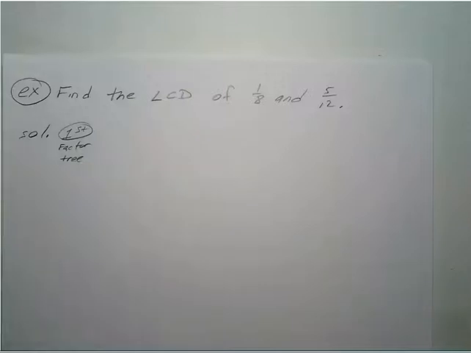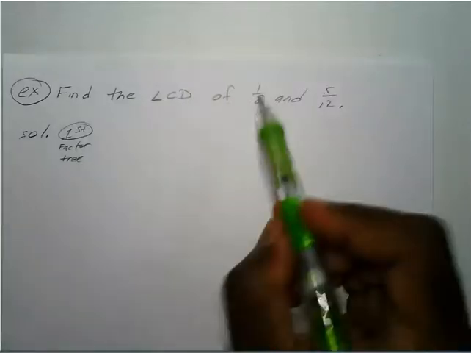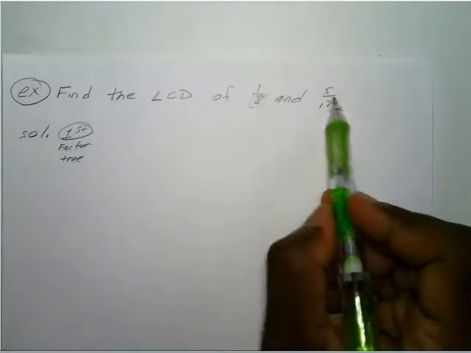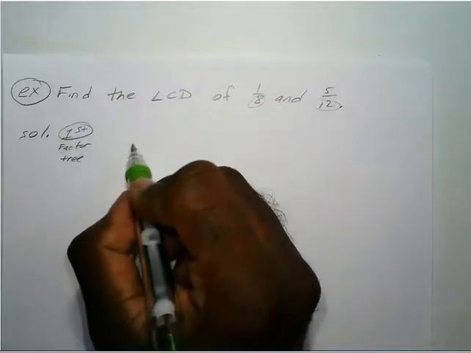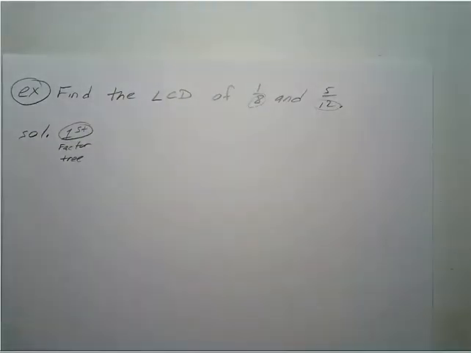I will use the factor tree, but you can factor however you like. Our denominators are 8 and 12, so we're going to factor both of those. I'll show you two methods to factor. One is where you factor all the way down to the prime numbers, so prime factorization. The other method is just partially factoring. I'll show you both.